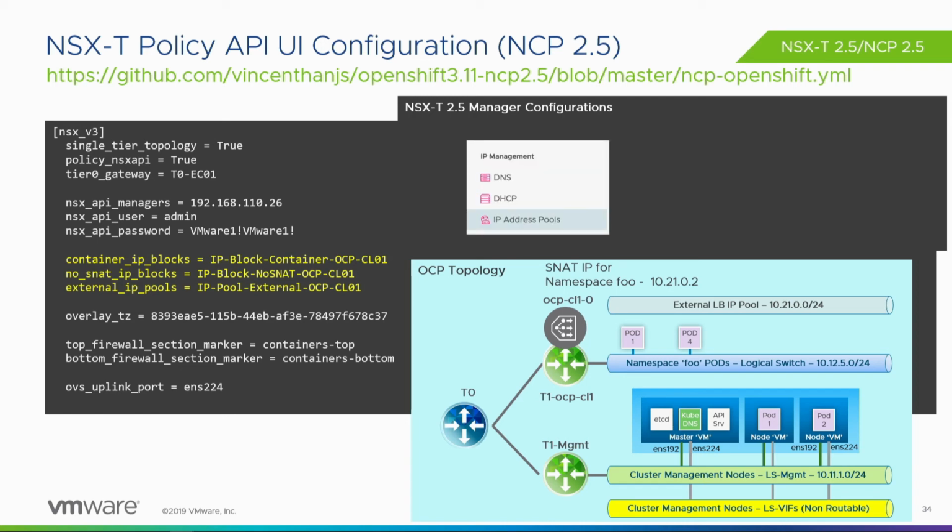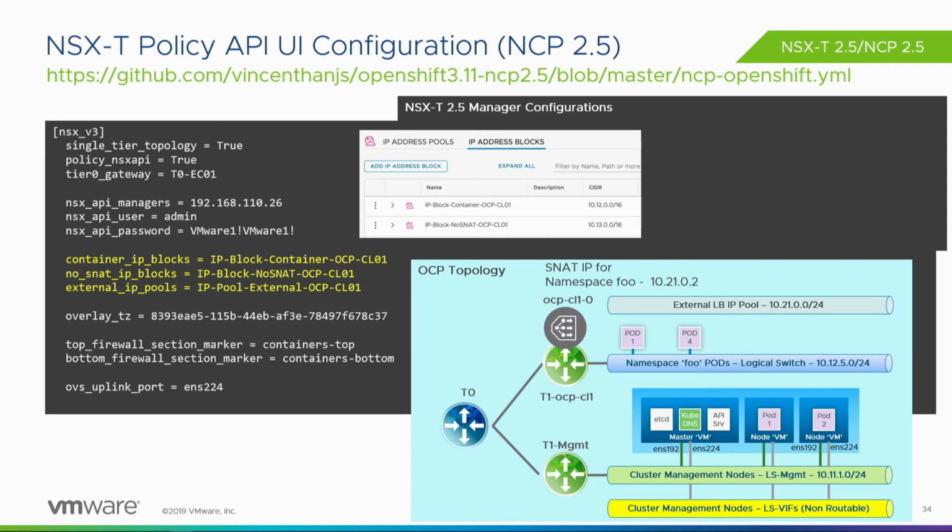Now in NCP 2.5, we support the policy API UI, which is the simplified UI on the left-hand side. This is how it looks, right? You can go there in IP management, IP pools to configure all this. Very quickly, this shows you the relationship. You create two IP blocks, one for the containers and one for the SNAT pool. They will actually take the IP address blocks respectively from these two blocks.